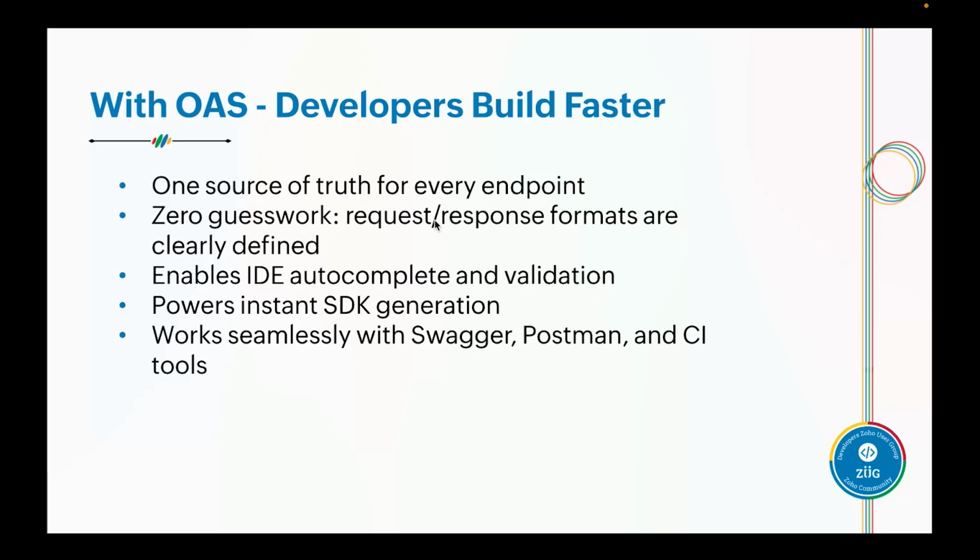Tools like Swagger and Redoc can instantly turn your OAS file into beautiful interactive docs. Your IDE can give you autocomplete, real-time validation, and warnings for breaking changes. And with a single command, you can generate client SDKs in any major language without writing any boilerplate. So the OAS file becomes your integration engine by powering mock servers, test suites, Postman collections, CI/CD pipelines, and more. In short, OAS is how modern developers build integrations faster, cleaner, and with confidence.